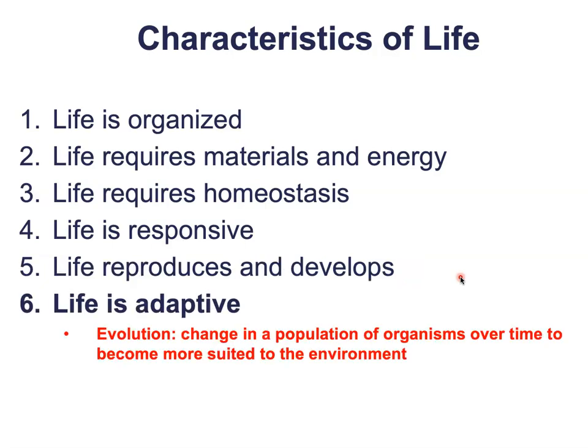Finally, our last characteristic of life is that life is adaptive. All living things can undergo adaptation, and adaptation is going to be any modification that makes an organism better suited for its specific environment. Now, this isn't responsiveness. This is not number 4, life is responsive. This is not about instantaneous changes to the environment, but it's about long-term adaptations of the species as a whole to become more suited to its particular environment. This is going to be done through evolution, which is just the change of a population of organisms over time to become better suited to its particular environment.